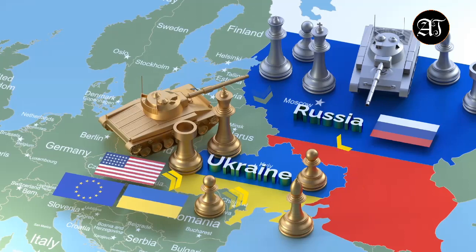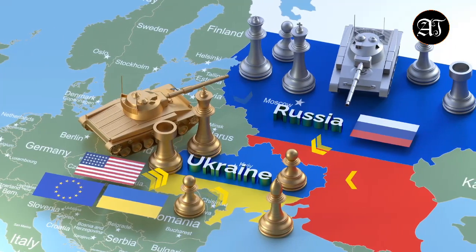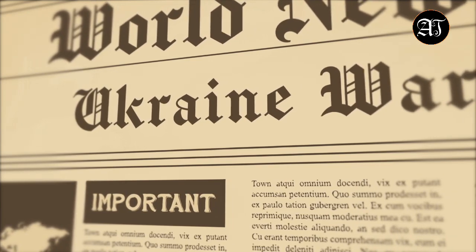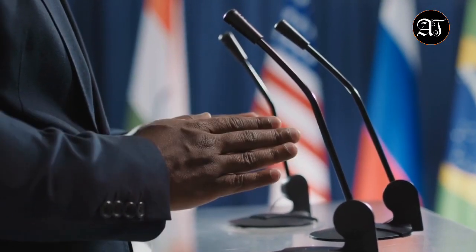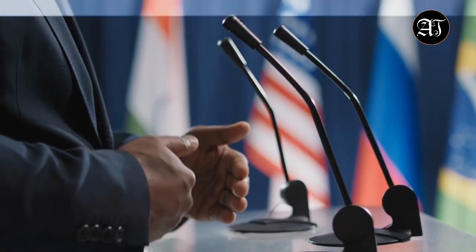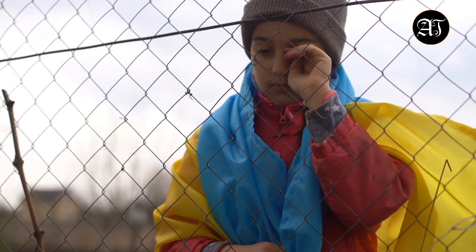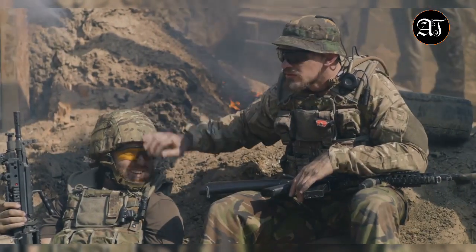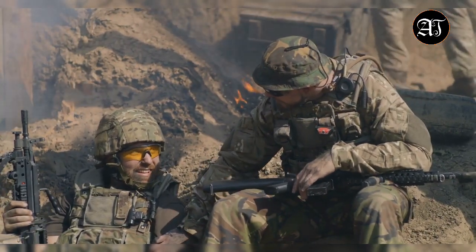The conflict between Russia and Ukraine is one of the most significant geopolitical crises of the 21st century. It has caused political, economic, and military instability in Eastern Europe and has led to the loss of thousands of lives. In this video, we will explore the causes and history of the Russia-Ukraine conflict.